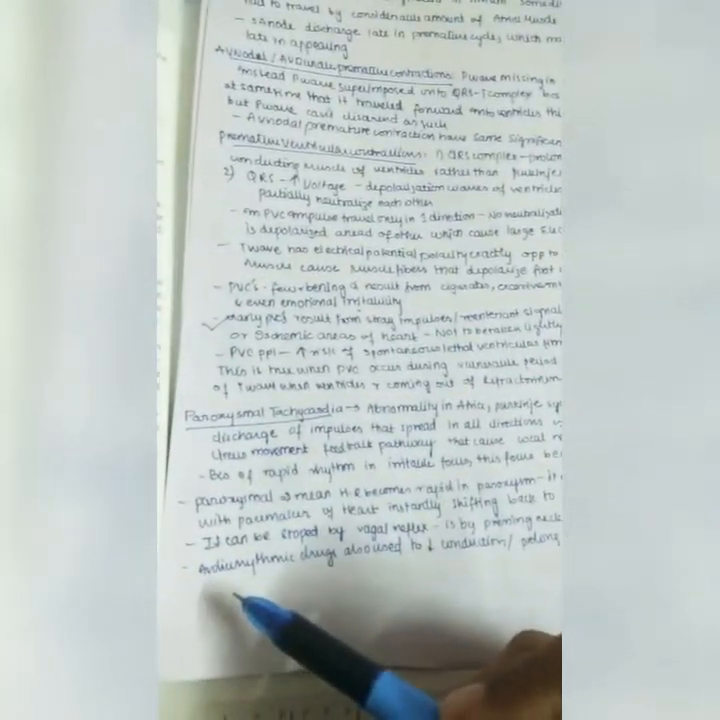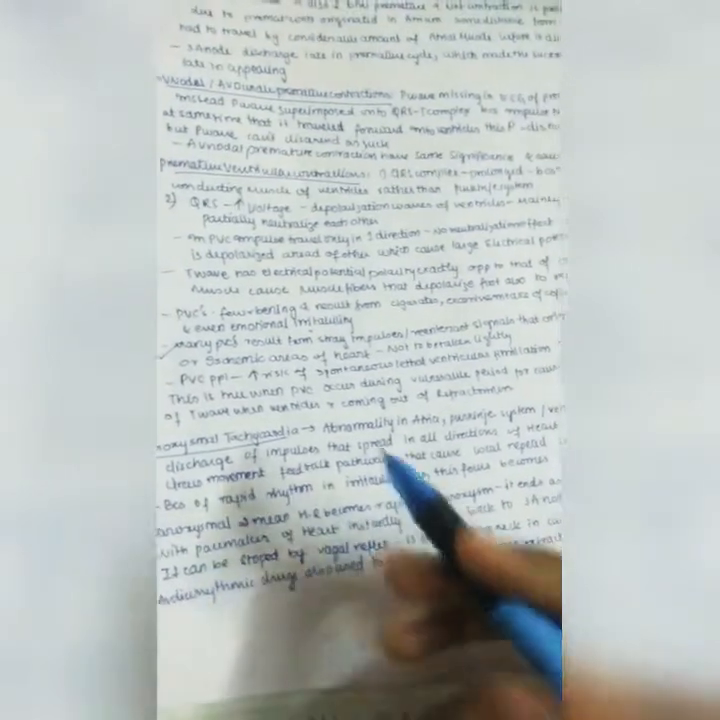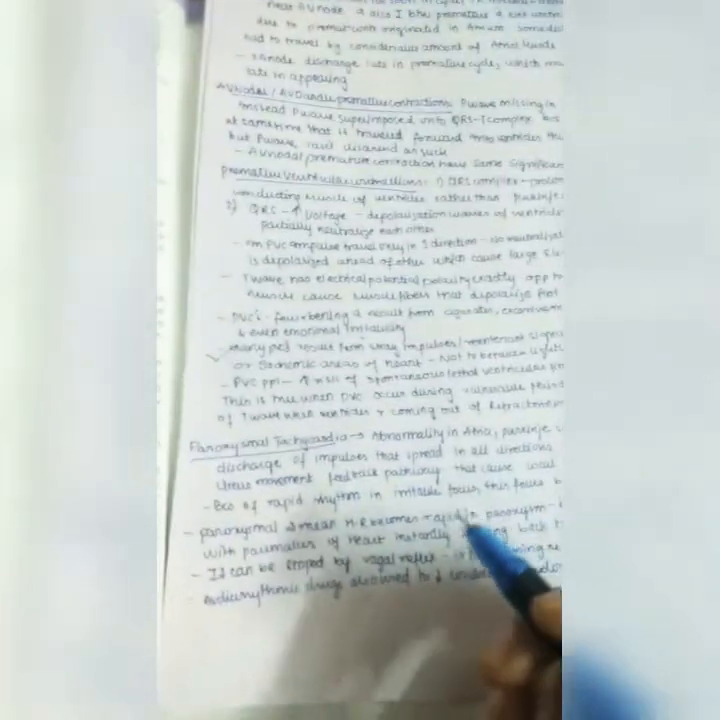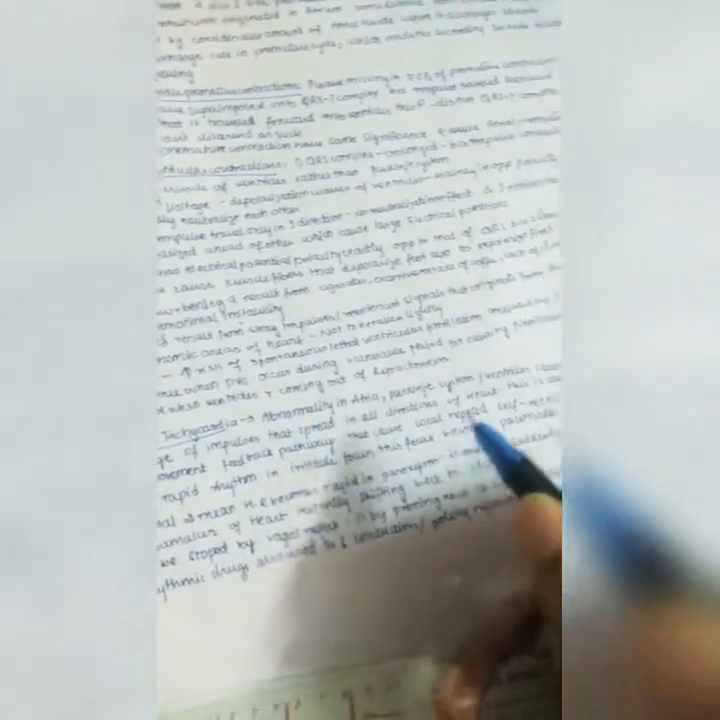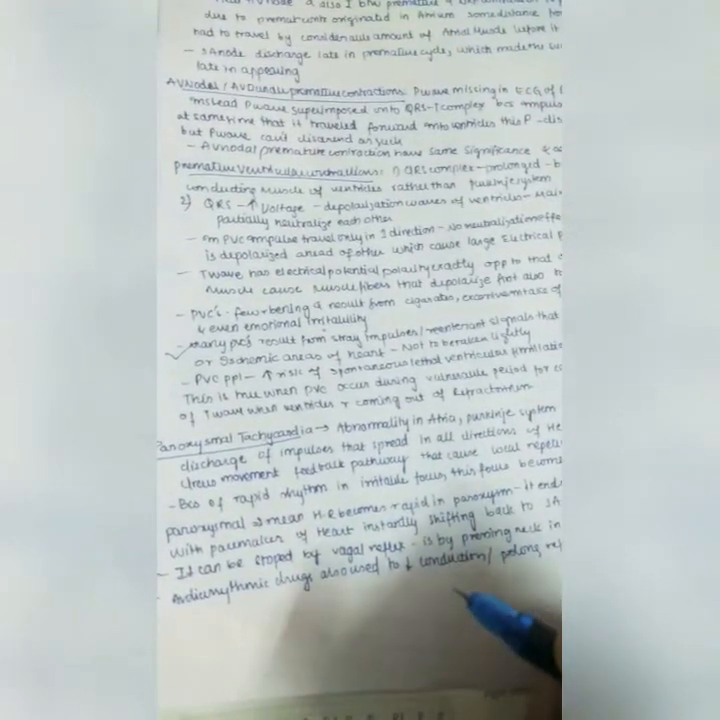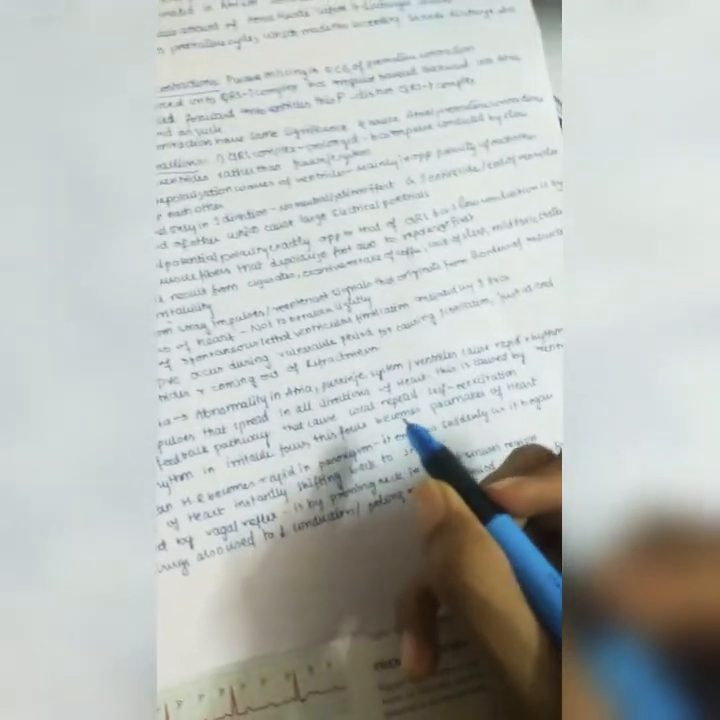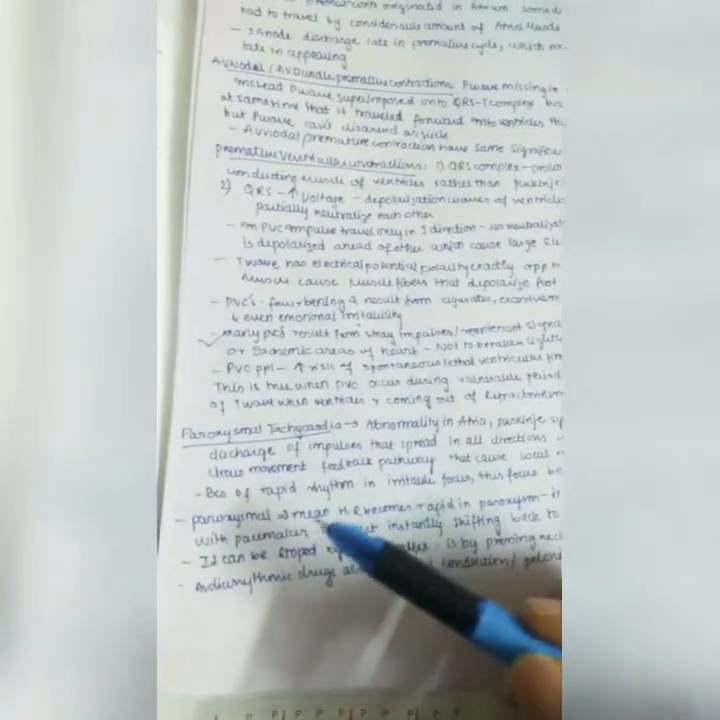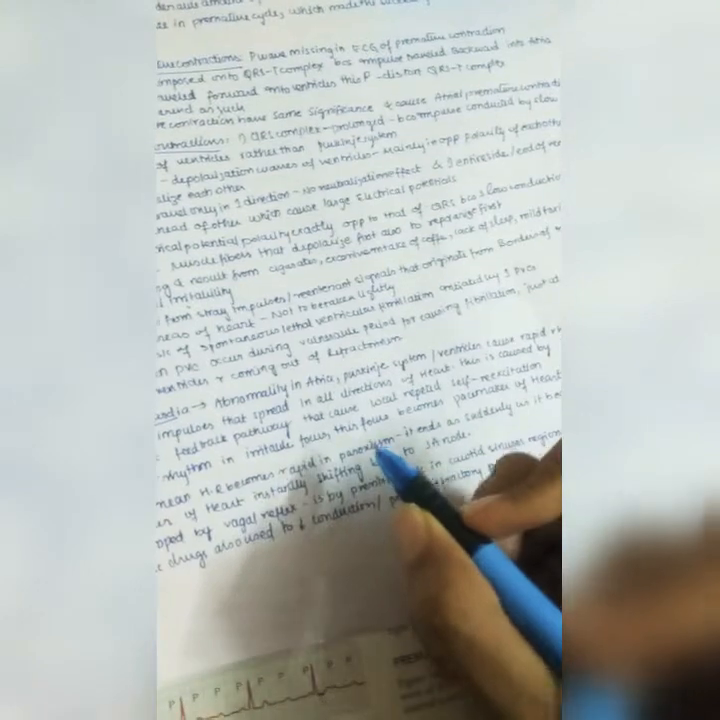Now let us see what paroxysmal tachycardia is. This is an abnormality in the atria, Purkinje system or ventricles that causes rapid rhythmical discharge of impulses that spread in all directions of the heart. It is mainly caused by a re-entrant circus movement feedback pathway that causes local repeated self re-excitation. Because of the rapid rhythm in the irritable focus, this focus becomes the pacemaker of the heart. Here you can understand it is somewhat like fibrillation because of re-entering of the stimulus. It is always initiating it, and because of this reason, it itself becomes the pacemaker of the heart.